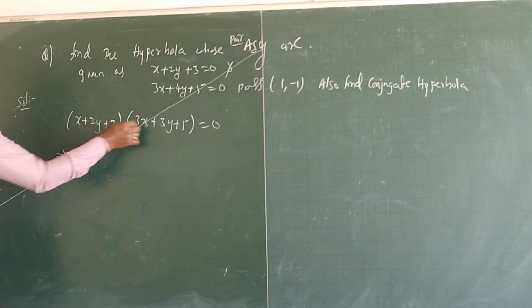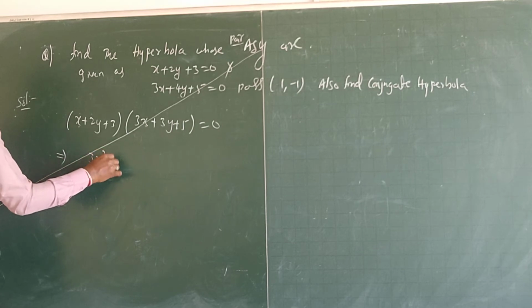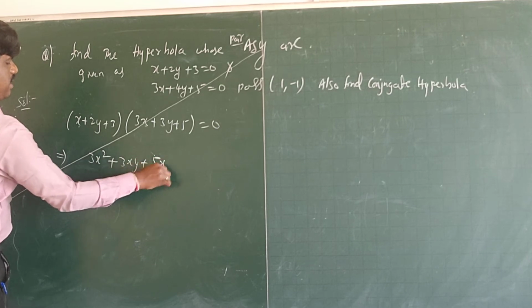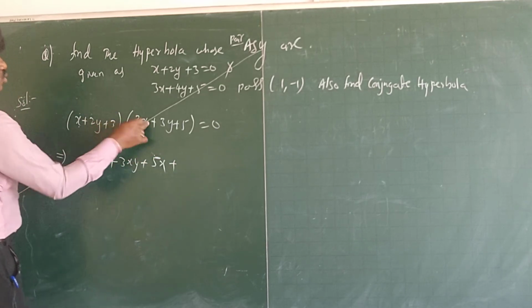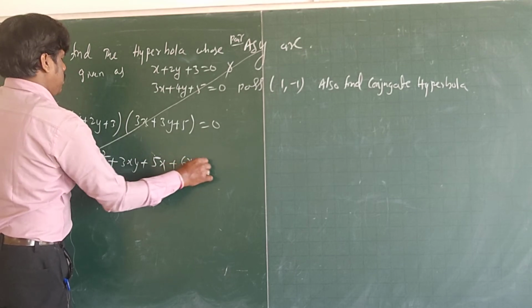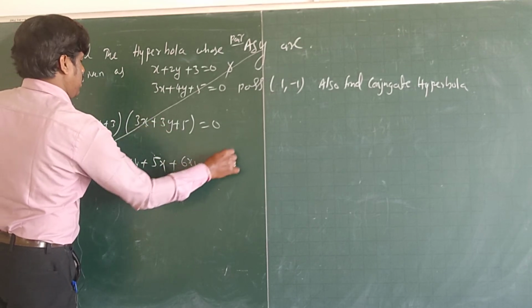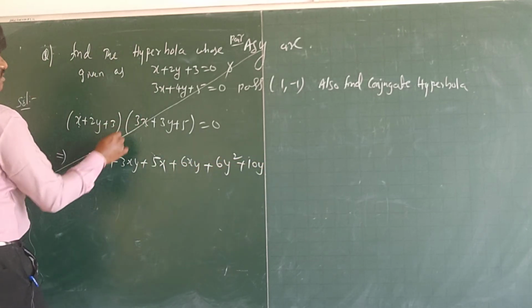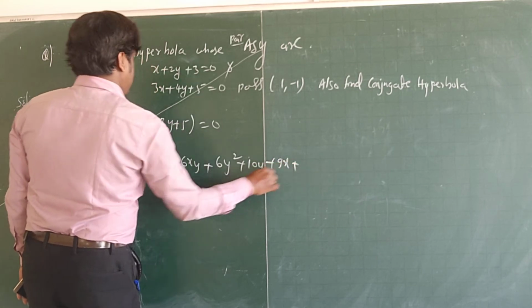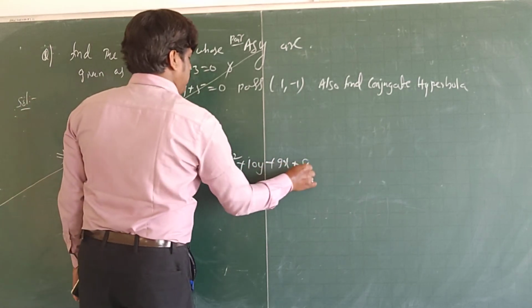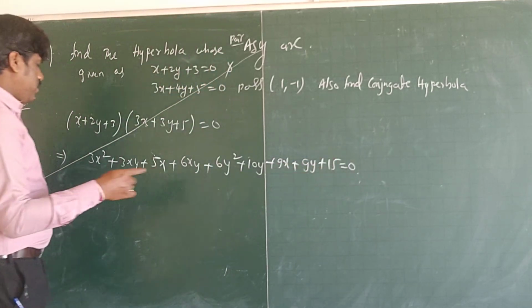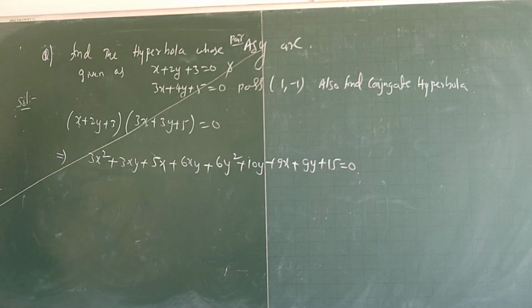So if you multiply, 3 into x, 3x square, plus 3 into y, 3xy, plus 5 into x, 5x. Next I multiply with 2y, so I get 6xy plus 6y square plus 2 5s are 10y. Then I multiply with 3: 3 3s are 9x, plus 3 3s are 9y, plus 3 5s are 15 is equal to 0. So this will give you the pair of asymptote equation.